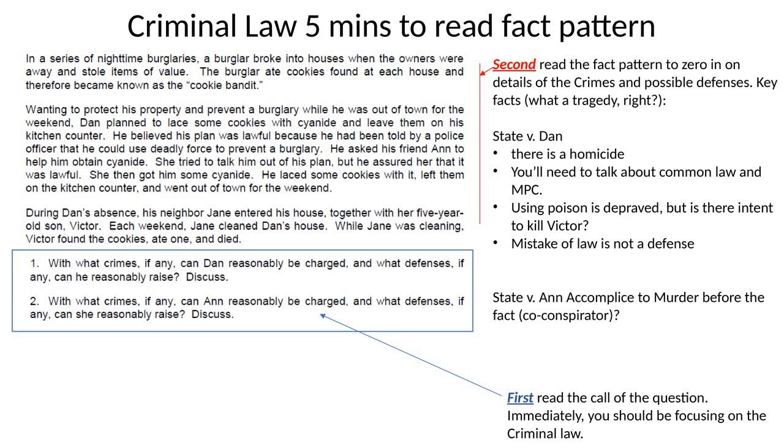In a series of nighttime burglaries, a burglar broke into houses when the owners were away and stole items of value. The burglar ate cookies found at each house and therefore became known as the cookie bandit. Wanting to protect his property and prevent a burglary while he was out of town for the weekend, Dan planned to lace some cookies with cyanide and leave them on his kitchen counter. That's a bad mistake. Don't ever do that at home. He believed his plan was lawful because he had been told by a police officer that he could use deadly force to prevent a burglary.